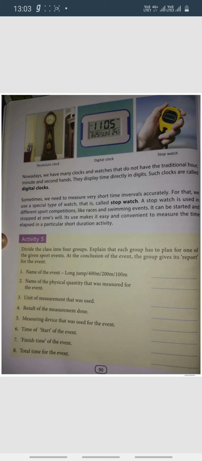Time of start of the event, you can write here the time for starting is 10:30. Then finish time is 10:35 or 32 or whatever it may be. And total time for the event, you can fill it up by just supposing.